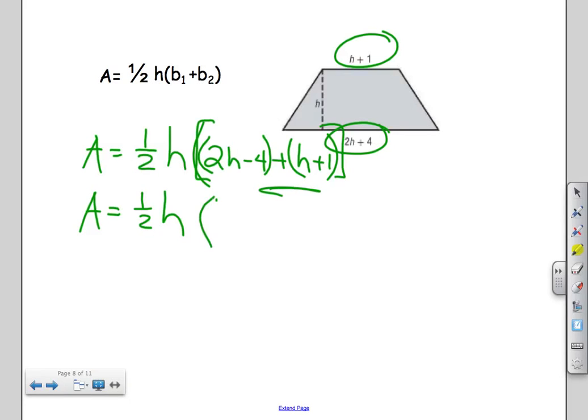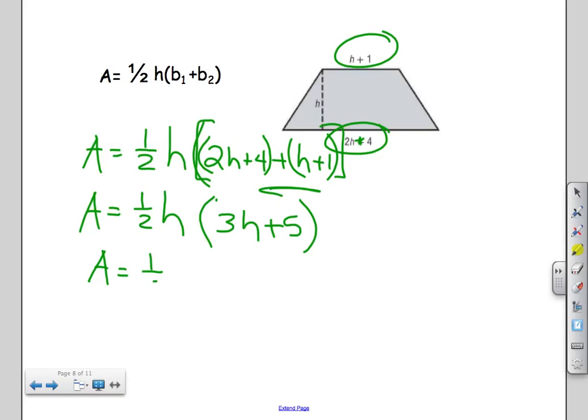So we're going to have 2h plus h is 3h, right? And 4, I'm sorry, this is a positive 4. I can't read that. That's a plus 4, believe it or not. 4 plus 1 is going to be 5. All right? Now let's distribute.